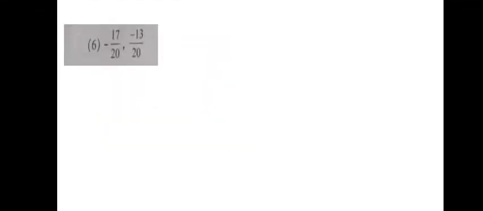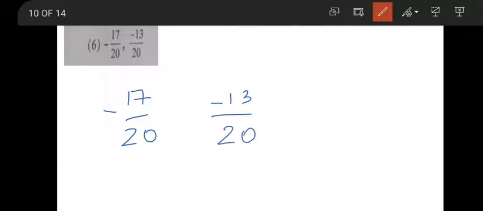Number 6. Here again the fractions are given, so we'll see the denominators. Yes, both the denominators are equal, so we'll compare the numerators. -17 upon 20 and -13 upon 20. We'll compare the numerators, that is -17 and -13. Both the numbers are in negative form. Whenever both the numbers are in negative form, the smaller number becomes the greater one. So -13 is the smaller number. Therefore, -13 upon 20 will be the greater fraction.